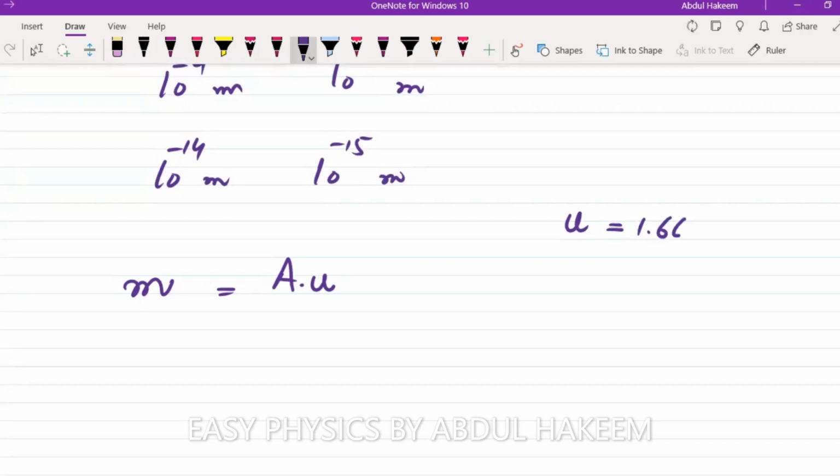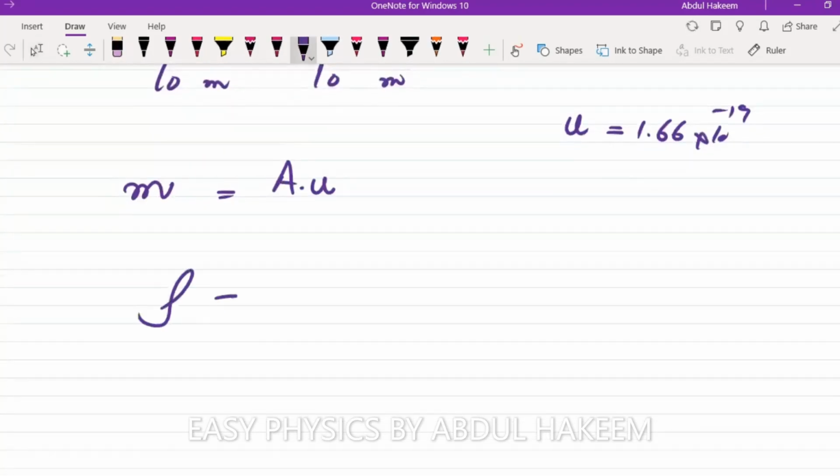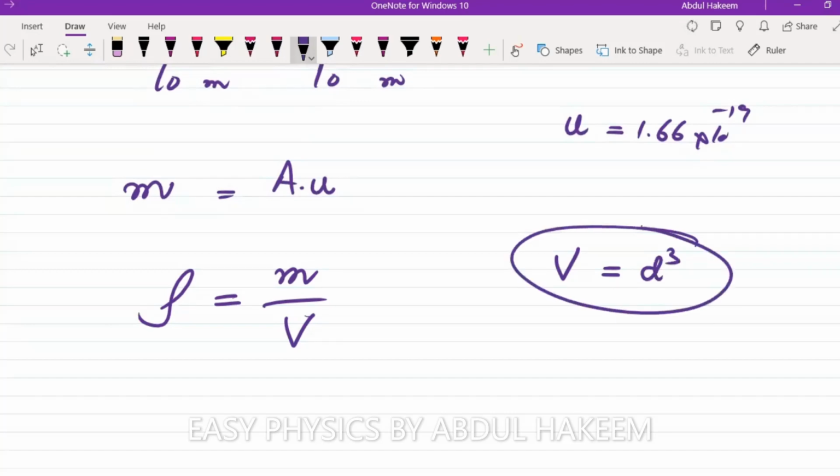So it's 1.66 into 10 power minus 19. And the density of the atom is mass per unit volume, but the volume of the atom is greater than the volume of the nucleus, so density will be different. So for the volume of the nucleus, instead of 4 by 3 pi r cube, you can use just diameter cube for the volume. And do remember, the density of the nucleus is too large as compared to the density of the atom. Mass same, volume large for the atom, so density small. So the density of the nucleus is greater than the density of the atom due to its large volume, but mass is same.